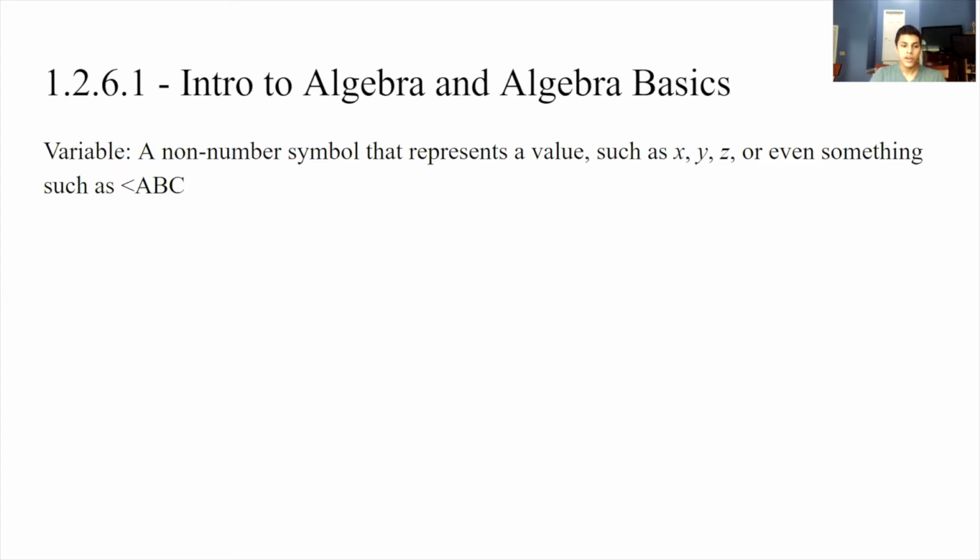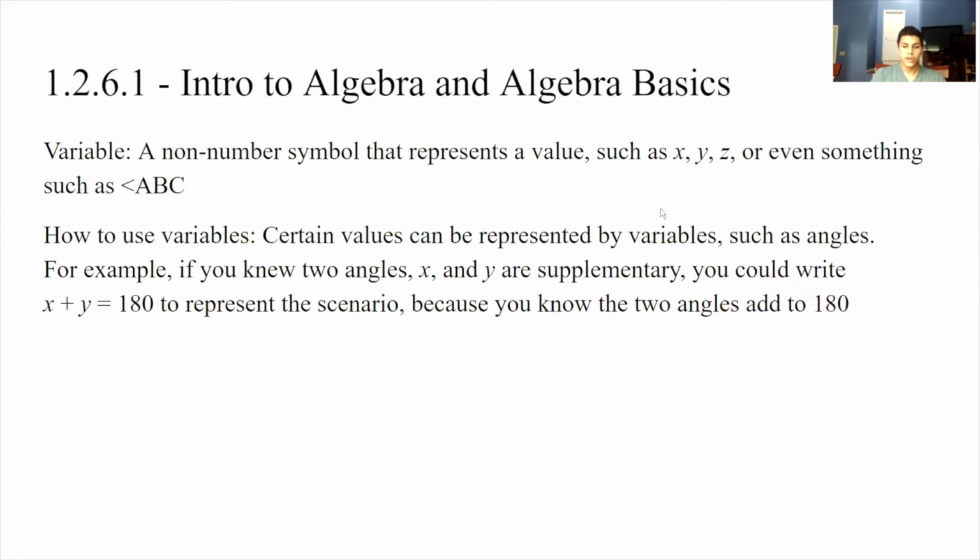A variable is defined as a non-number symbol that represents a value, such as x, y, z, or even something such as angle ABC. So what that means is when we have a variable, say we have a variable such as x, it just represents a number. So you could say x can be equal to 5, x can be equal to 10, or you might not know what x is. Even in geometry questions, we've already been using variables. Like when we say find the measure of angle ABC, angle ABC is just a variable, because it's just representing the actual measure of the angle.